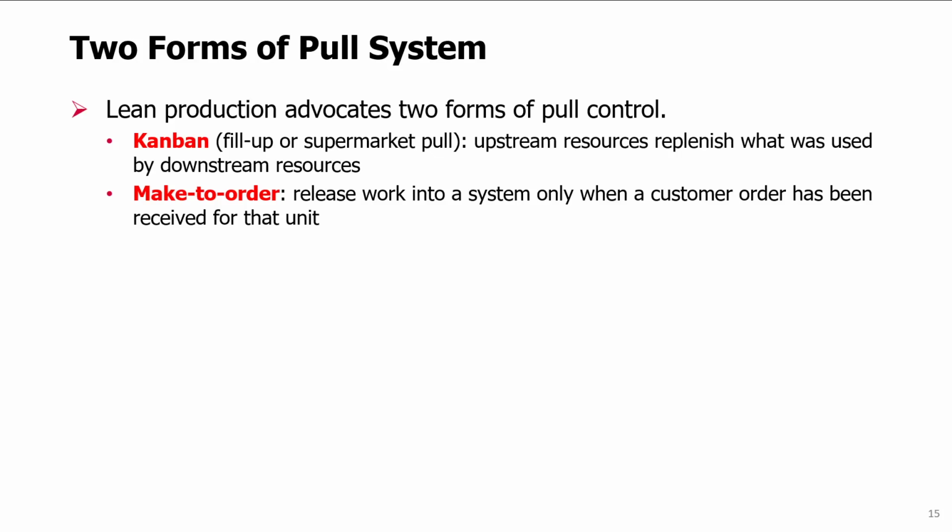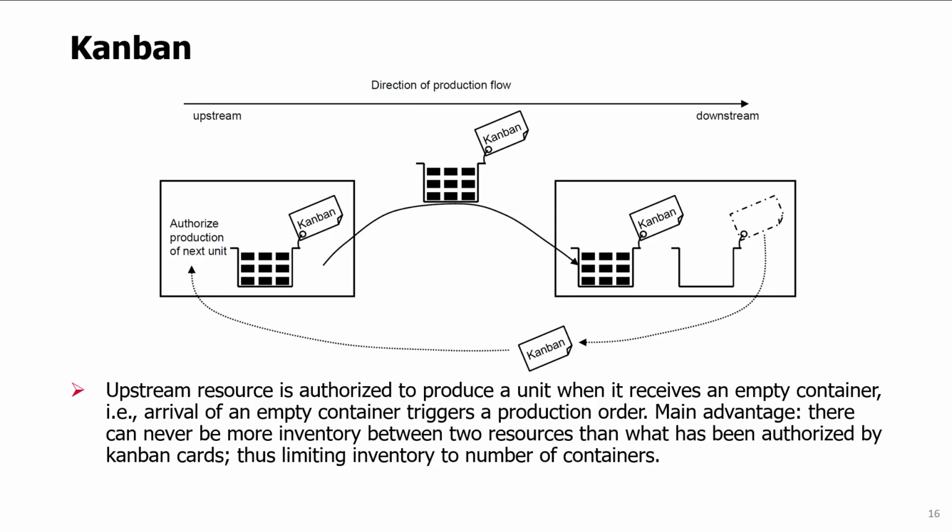There are two forms of pull system that are advocated by lean production systems. The first is called Kanban, sometimes also called fill-up or supermarket pull, and the second is called make to order. The Kanban system was originally organized with boxes and Kanban cards, but nowadays can be supported by information systems that replace the cards. But the logic is still the same.